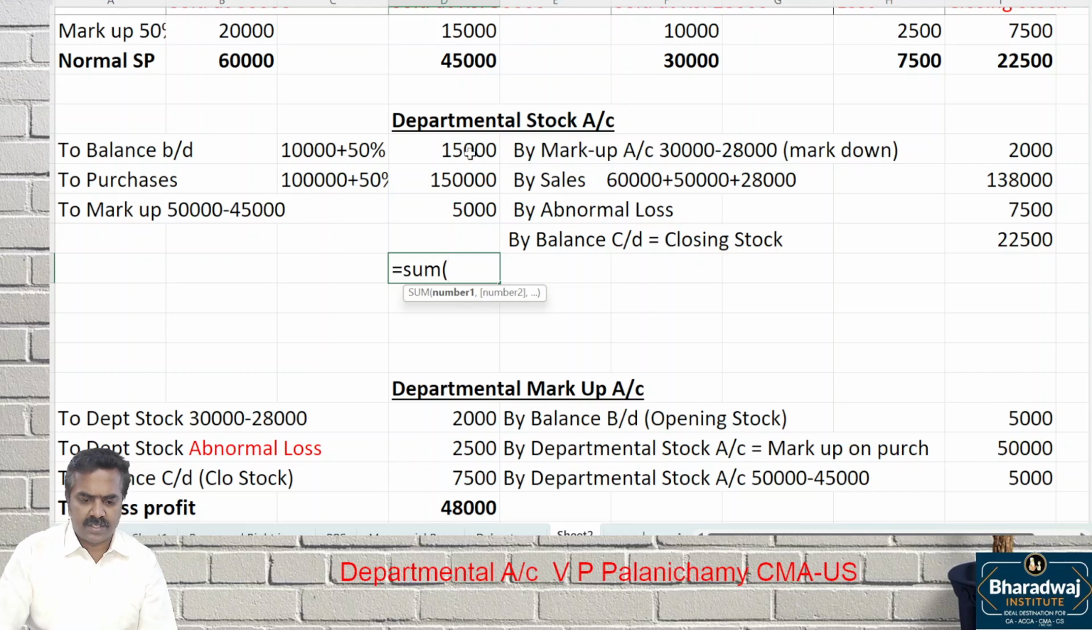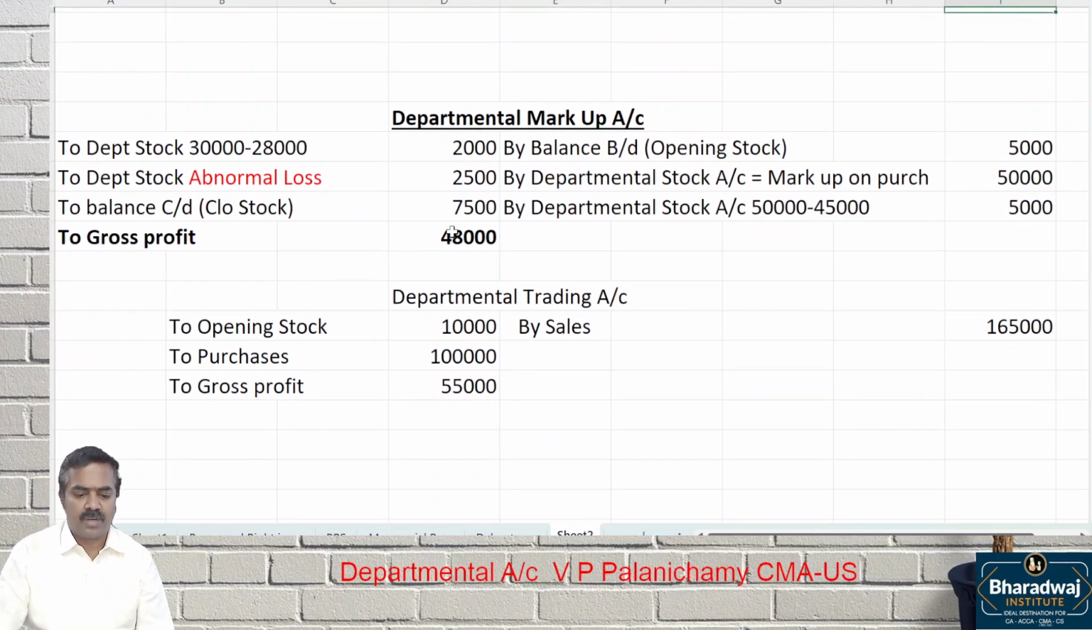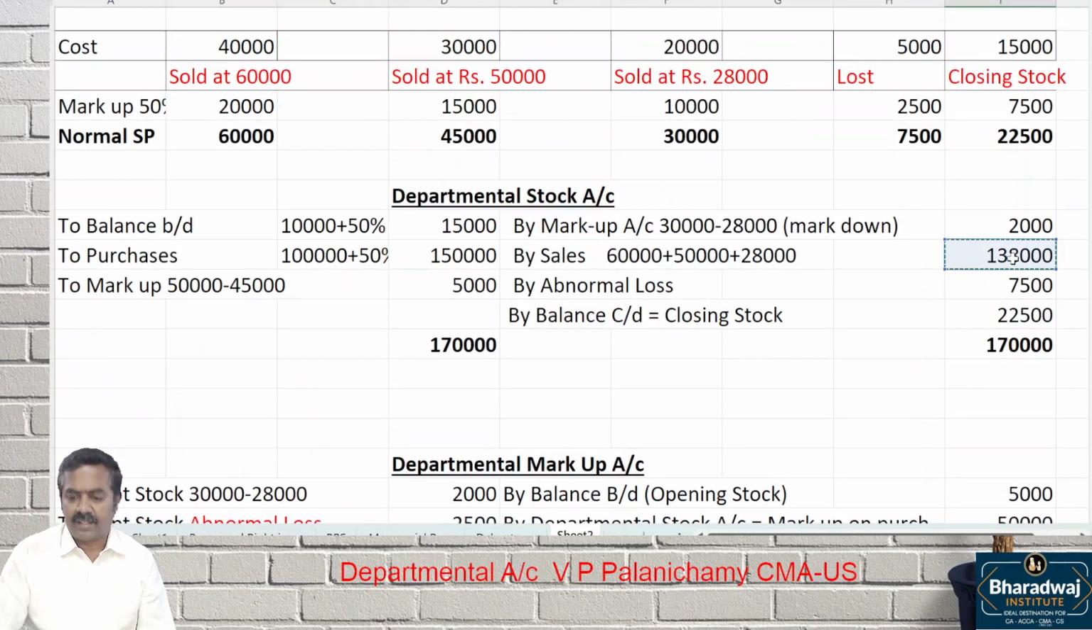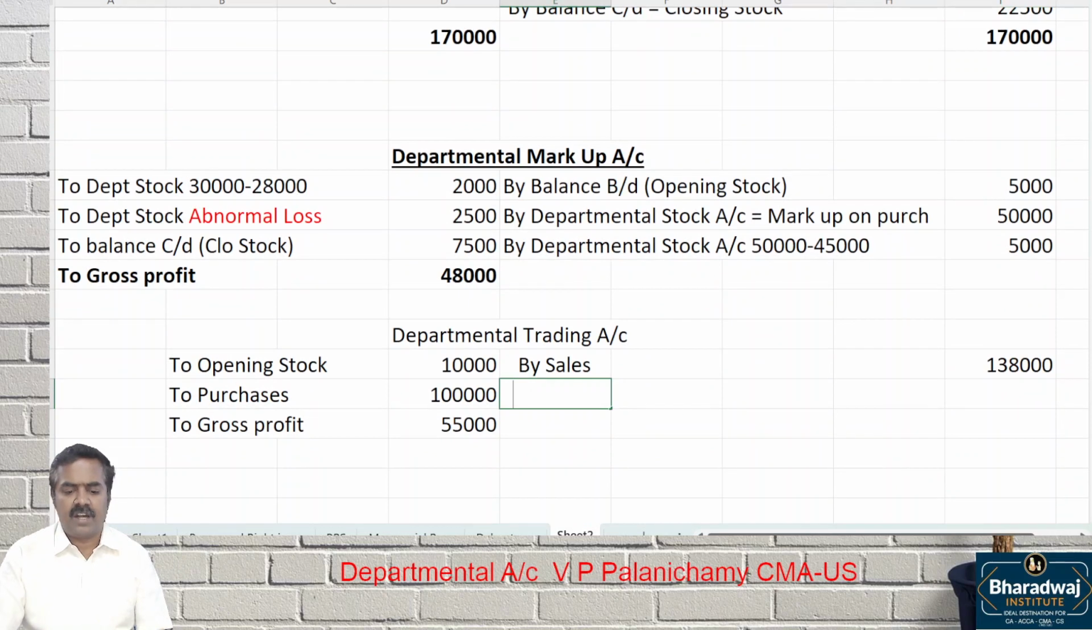And if you look at departmental stock, it will tally. In this question, since all the details are available to us, the departmental stock should tally. Is it tallying? Yes. For this question, when you prepare a departmental trading account also, the same gross profit we should get. By sales, what is the sales? 1,38,000. Sales is 1,38,000.